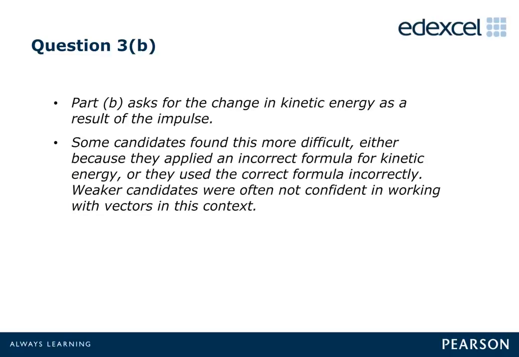In Part B of Question 3, there were many fully correct solutions. The question asks for the change in kinetic energy as a result of the impulse. Some candidates found this more difficult, either because they applied an incorrect formula for kinetic energy or they used the correct formula incorrectly. The most common error was to use mv, or mv over 2, in place of mv squared over 2.